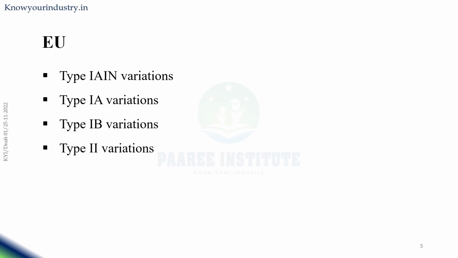Type 2 variations. This classification is reserved for major variations, which are expected to affect the safety and efficacy of a product and require careful assessment before the applicant can implement the change. They require considerable supporting documentation and must be assessed and signed off by an appropriately qualified expert in their respective field before being submitted. This is all about Europe.